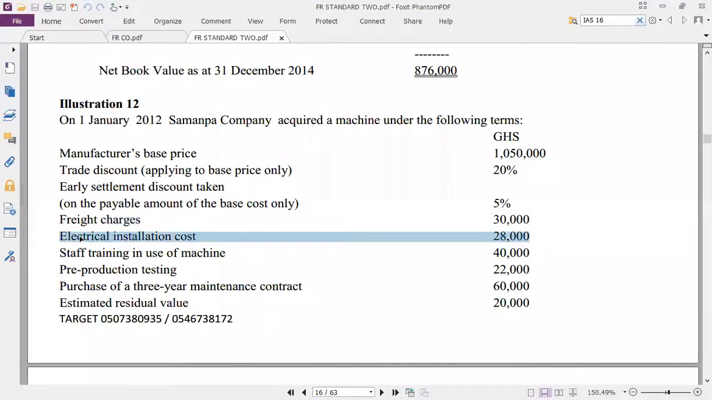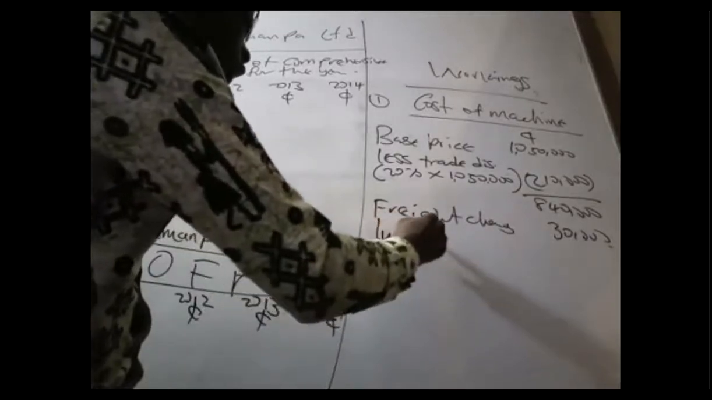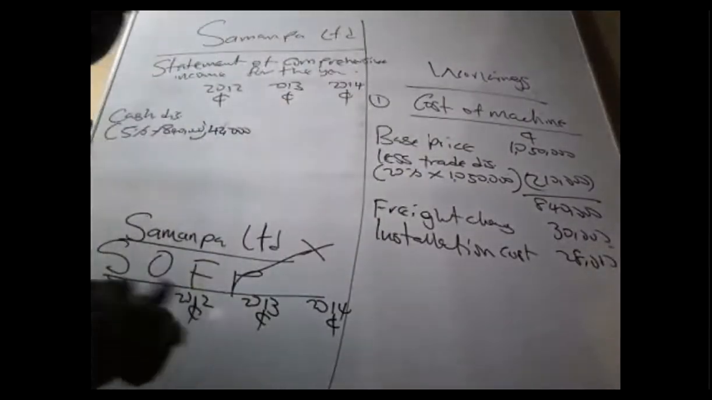Electrical installation cost will be part. Yes, installation cost must be part. Installation cost 28,000. Then we go again.